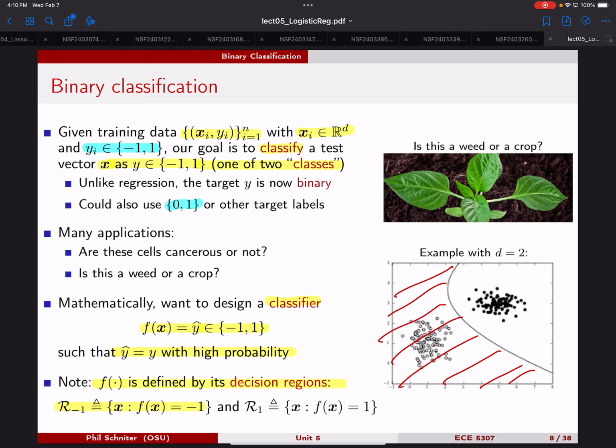All right, good afternoon, everyone. So we're going to continue our discussion about classification. So we're starting with binary classification.